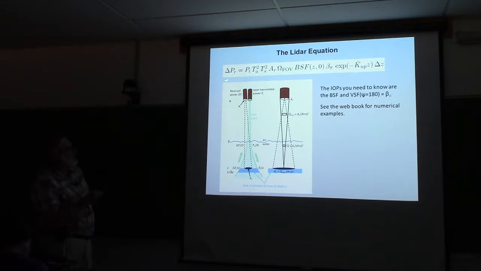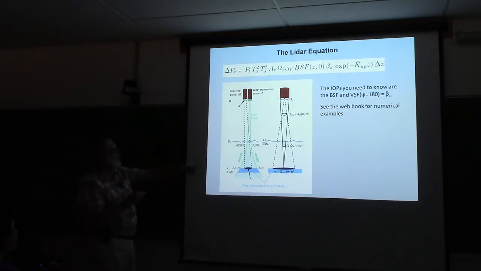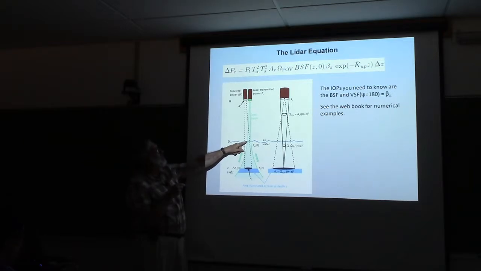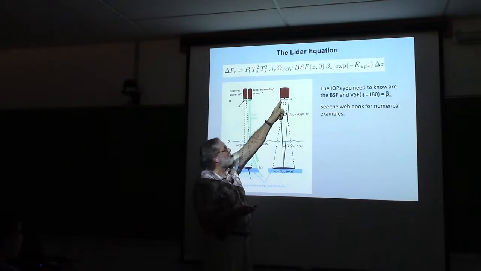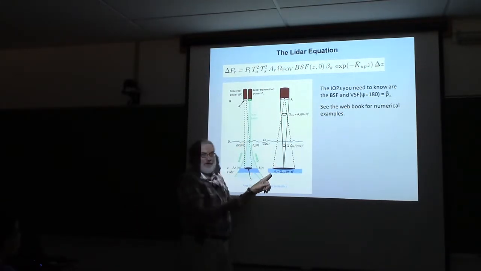Here's this LIDAR equation, and it says I'm going to send out a power P transmitted. Then it's going to go through the atmosphere, so there's going to be some attenuation T by the atmosphere. It's going to go through the surface, more attenuation by the surface. Then there's two terms that depend on your system optics, which are the area of the receiver and the field of view that it's looking at.